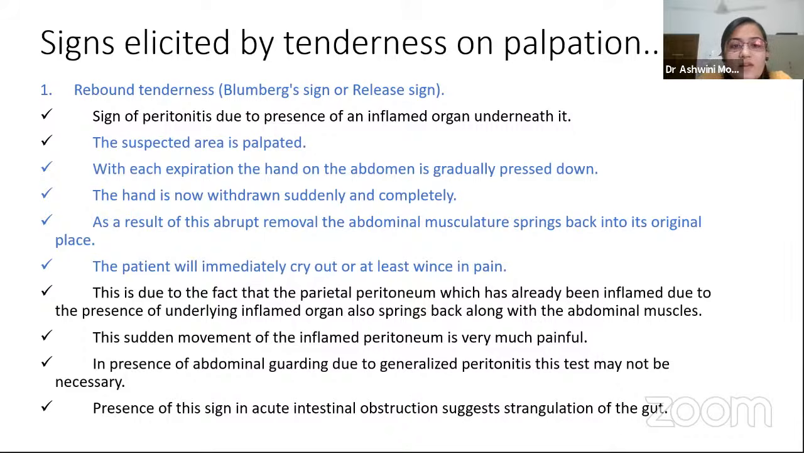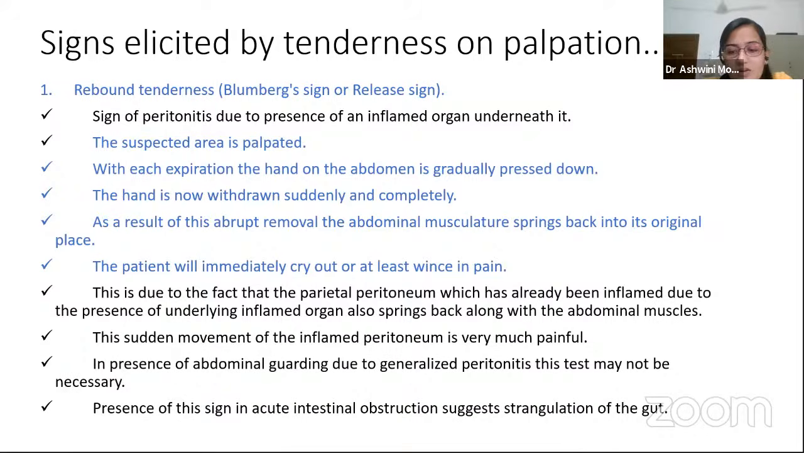This is due to the fact that the parietal peritoneum, which has already been inflamed due to the presence of an underlying inflamed organ, also springs back along with the abdominal muscle, and that will cause irritation and pain. In the presence of abdominal guarding due to generalized peritonitis, this test may not be necessary, as the patient is already having guarding.